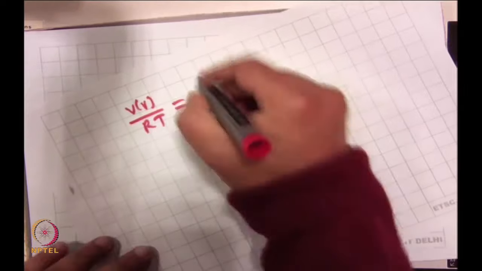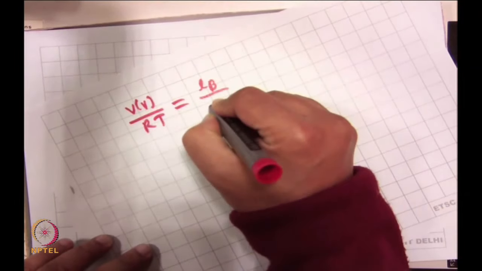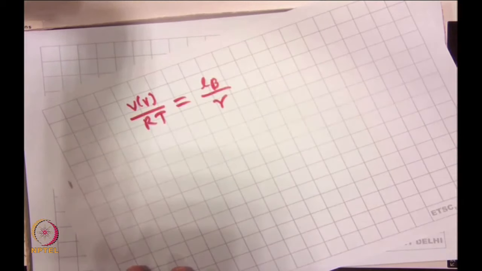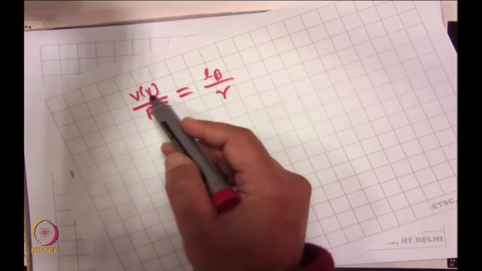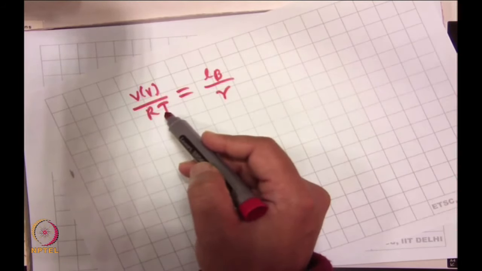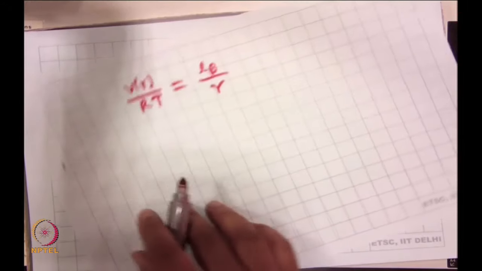L_b by R. Is everybody okay with that? Just check. If I take V(R) over RT, that means when I am doing V(R), I am keeping R as R. When I am doing RT, I am keeping R equal to L_b. Okay. So, what have you just found out?